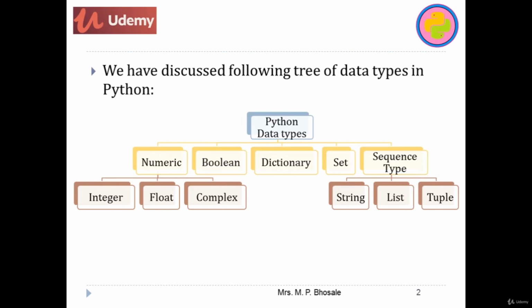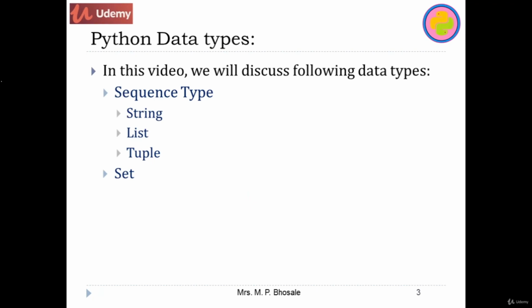We have already discussed the tree of data types in Python. That is, Python has 5 data types: numeric, boolean, dictionary, set and sequence. Under numeric we have discussed integer, float and complex. Then in boolean we have discussed true and false values, and dictionary is nothing but a key value pair. In sequence type we have to study string, list and tuple, and then there is set. So let us start with the sequence type, that is string. Then we will be discussing list, tuple and then set.